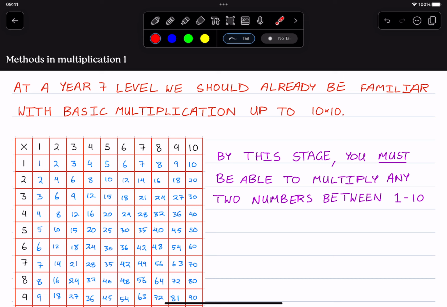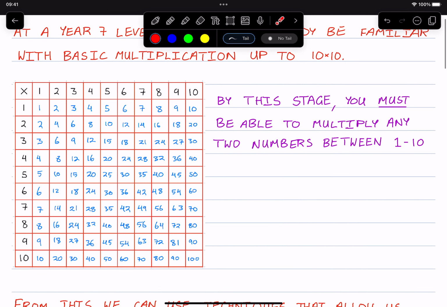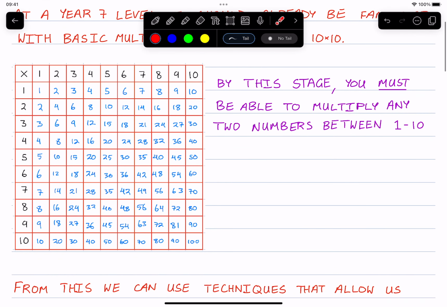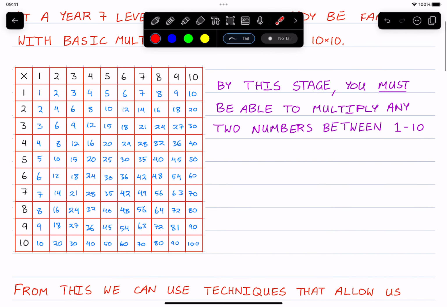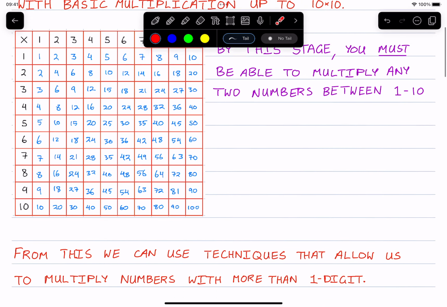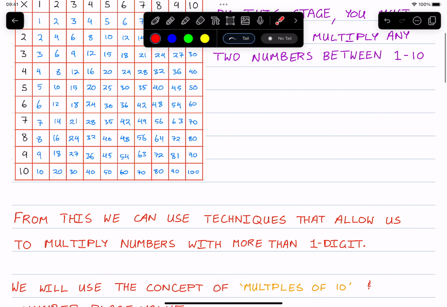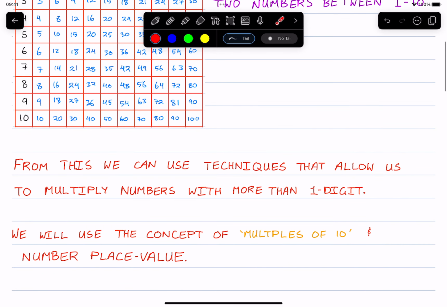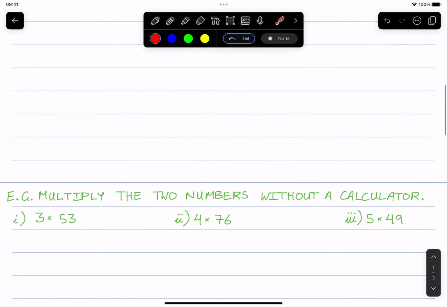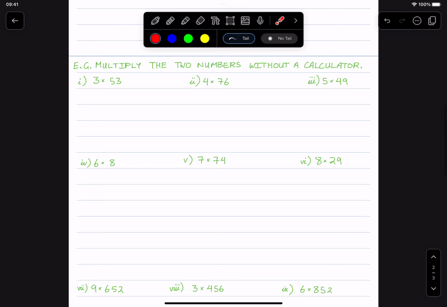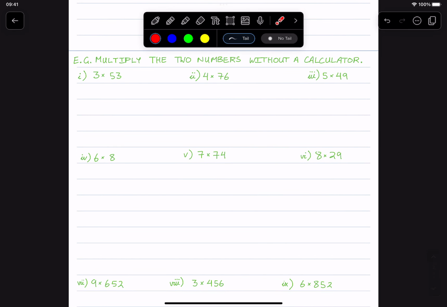At a year 7 level, we should already be familiar with basic multiplication up to 10 times 10. So by this stage, you must be able to multiply any two numbers between 1 and 10. From just merely memorizing or being able to do these multiplications, we can multiply numbers with more than one digit. We're going to use the concept of multiples of 10 and number place value. So I've got 9 examples here. You can pause at any time and give this a go yourself, but here we go.